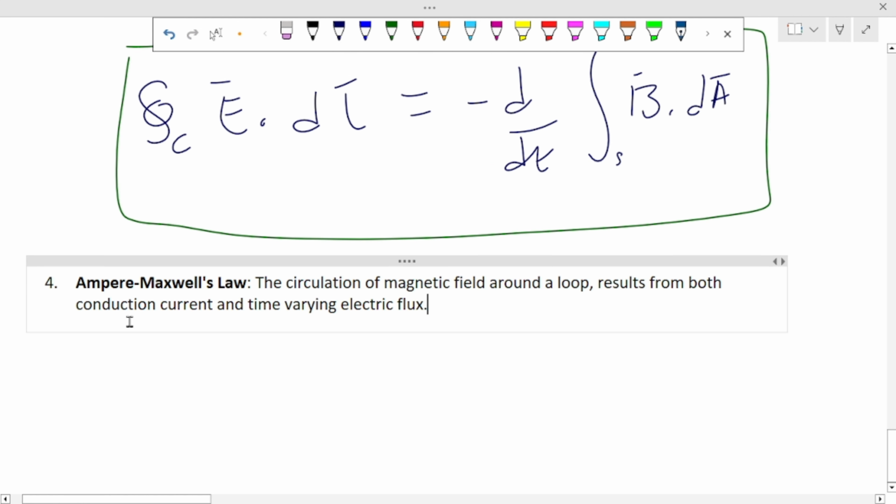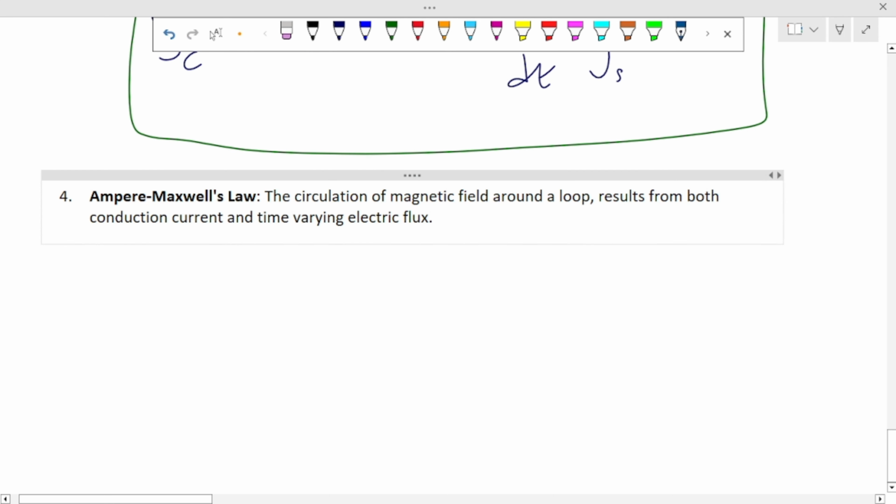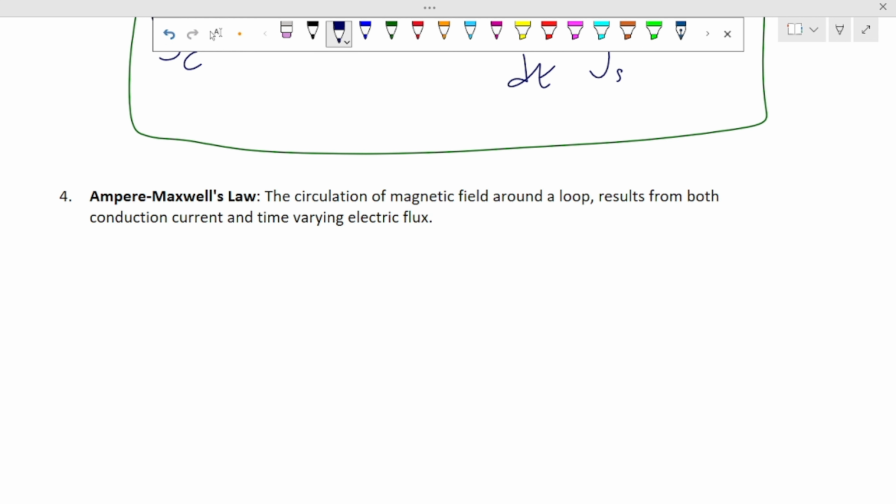All right, so for the fourth one and the last one in this video is Maxwell's law. So the circulation of magnetic field around a loop results from both conduction current and time varying electric field. So circulation of what? Magnetic field. Circulation around the what? Loop. Around the loop, so circulation. Of course that's a line integral. This is for the magnetic field.